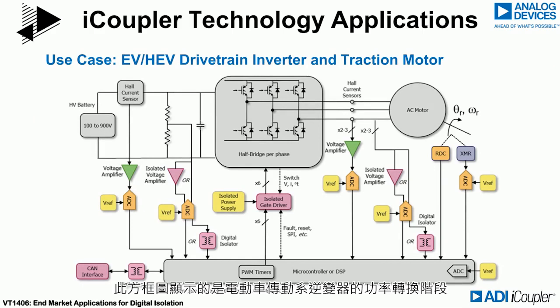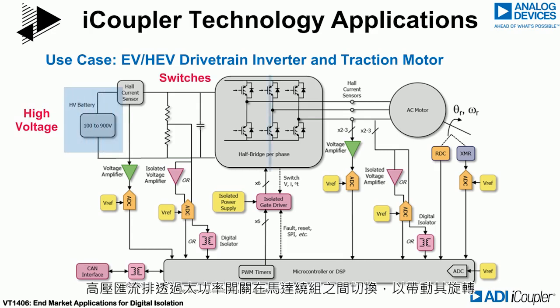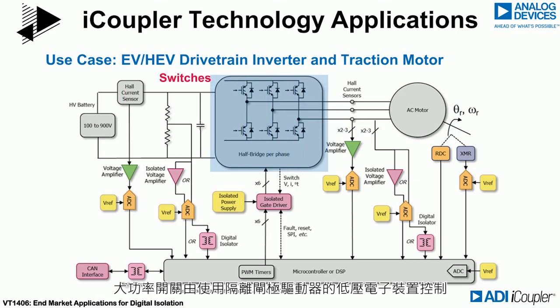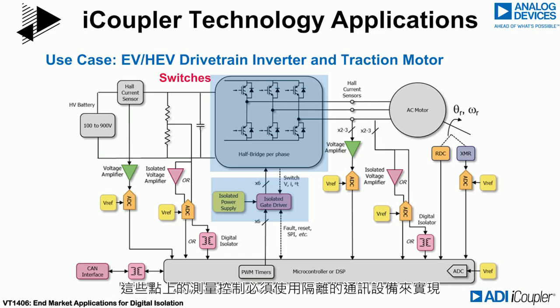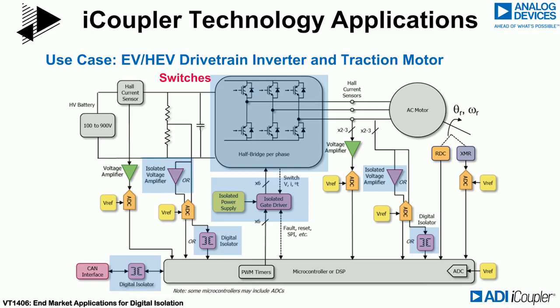This block diagram shows the power conversion stage for an electric vehicle drivetrain inverter. The signal chain is very similar for industrial motor drives. A high-voltage bus is switched across the motor windings by high-power switches to create rotation. The switches are controlled by low-voltage electronics using isolated gate drivers. There are many other points throughout the system where measurement or control must be achieved using isolated communications devices.